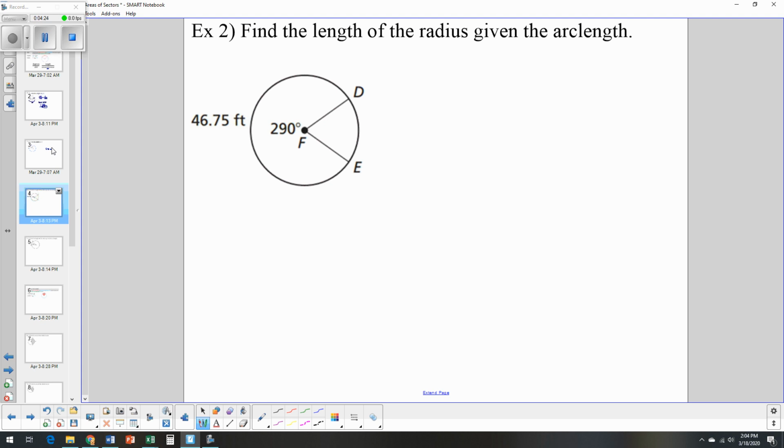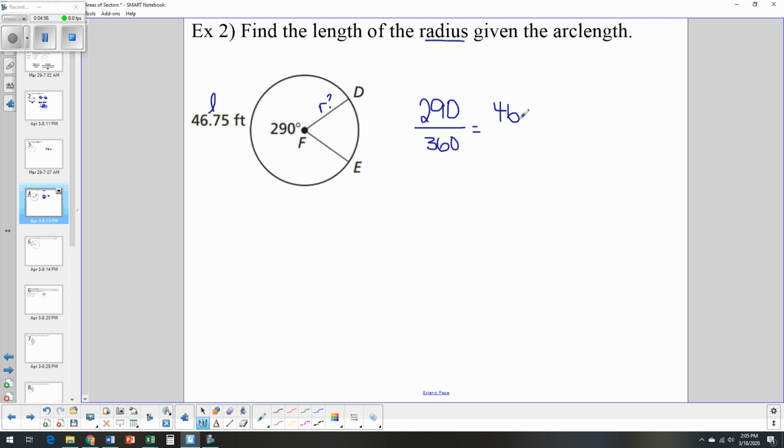In our next example, we are going to go in a different direction now. We want to find the length of the radius, and we're given the arc length. So this is actually my length, and I'm looking for r. R is unknown. So I'm still going to do degrees over 360 first. Degrees is 290 over the 360. And now, instead of putting x up here, I'm going to put the arc length up here.